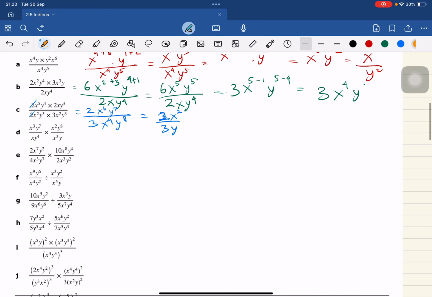Next, look at here, x with x, so it's going to be x power of 5, and then y power of 7 plus 8 is going to be 15, divided by x power of 4 and then y power of 5. This will give us the answer of x y power of 10.